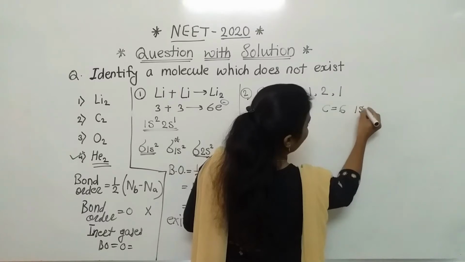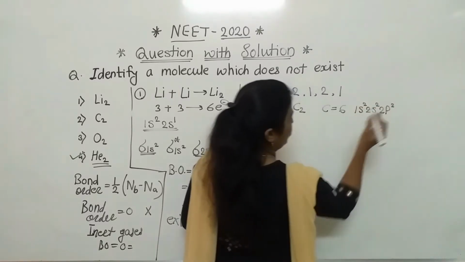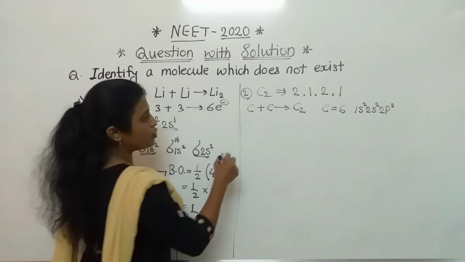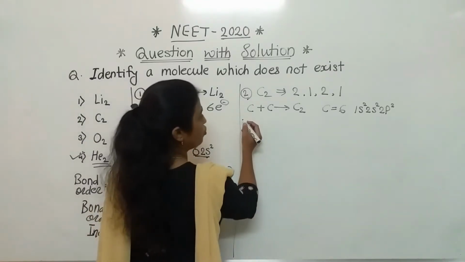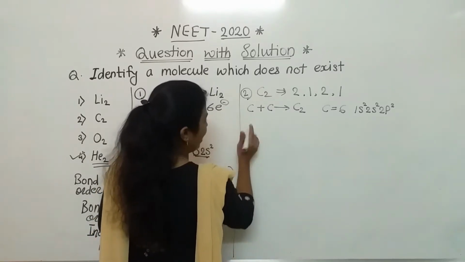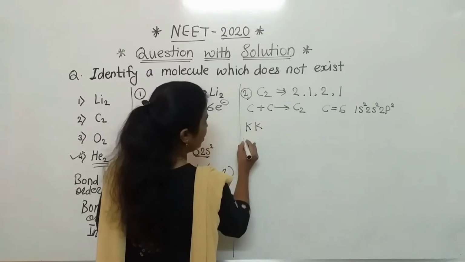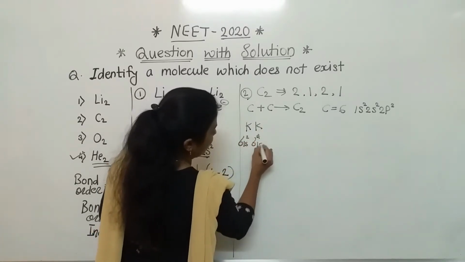Electronic configuration will be 1s2, 2s2, 2p2. Clear to everyone? Now we are going to write the molecular electronic configuration. So what will it be? That will start with the sigma. Here we can write the KK. That KK means sigma 1s2, sigma star 1s2.